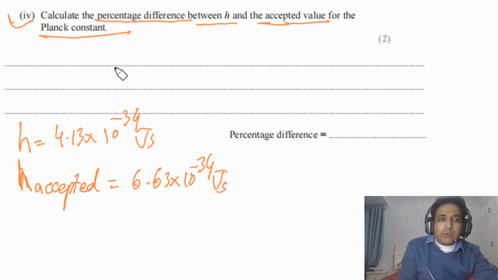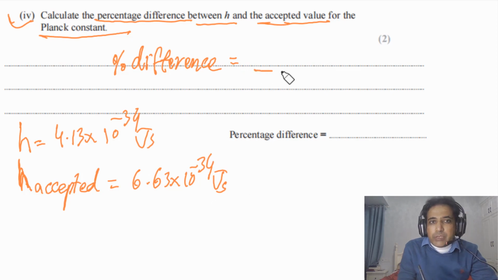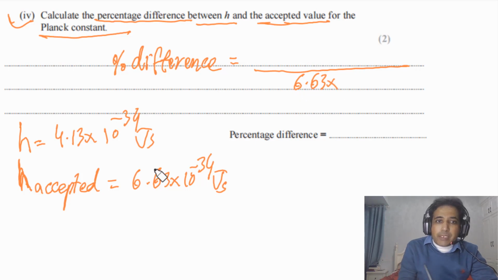Now simply we need to calculate the percentage difference, so we can write it down. In this case we are comparing with the accepted value, so we have to divide by the accepted value, very important. We are doing the comparison with this, so this is 6.63 times 10 to the minus 34 joules second.